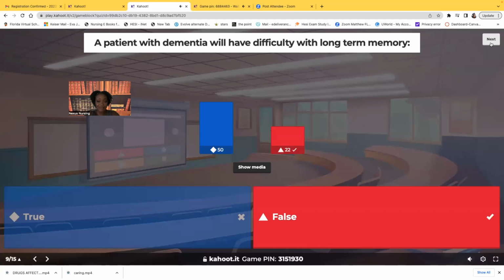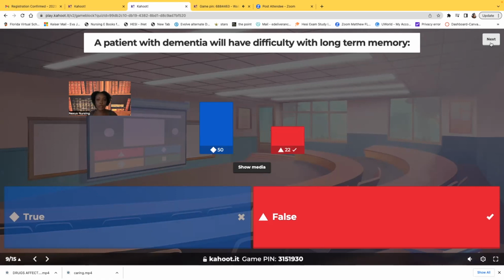True. Wait, a patient with dementia, false. That is absolutely false. You know what? I don't like the way this was worded because I know how you guys were thinking. Let me explain this to you. Patients with dementia, they have a problem with memory. Absolutely. Their long-term memory is more intact than the short-term memory.